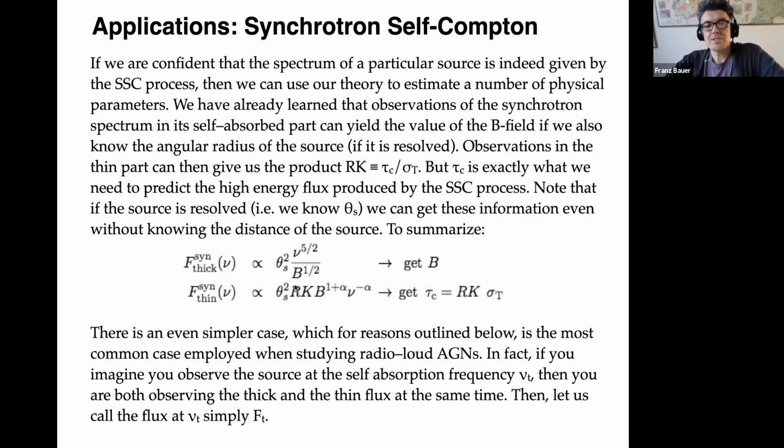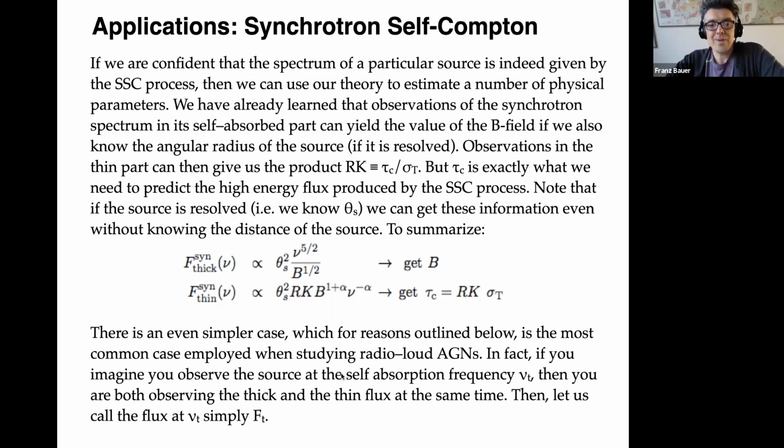And if we made some assumptions, if we knew the distance, then we could figure out R. But we don't necessarily have to know the distance to get out this factor here. And so we can actually use this even though we don't know the distance to the source, which is convenient. This is a common thing that is employed with radio-loud AGN.